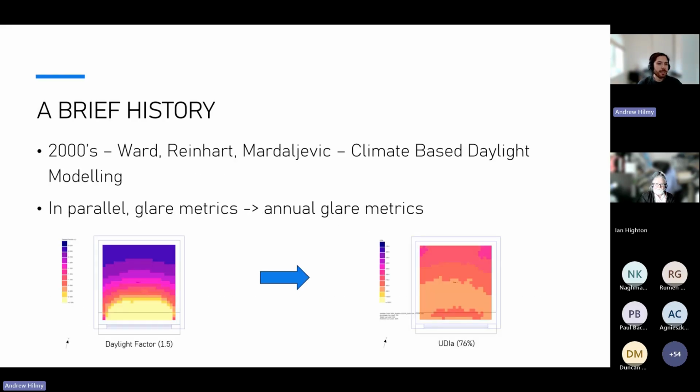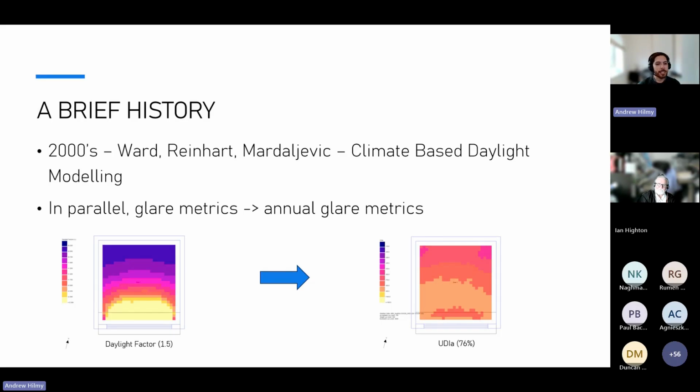And then later on in the 2000s, we had Ward and Reinhart. They pioneered climate-based daylight modeling, the idea of sampling the space throughout the year, taking into consideration weather. And then Mardaljevic, so Reinhart produced DaySim, which is the first tool that could actually calculate the CBDM metrics. And then Mardaljevic pioneered the use of the UDI metrics, which really helped with the adoption, and did that work using DaySim.